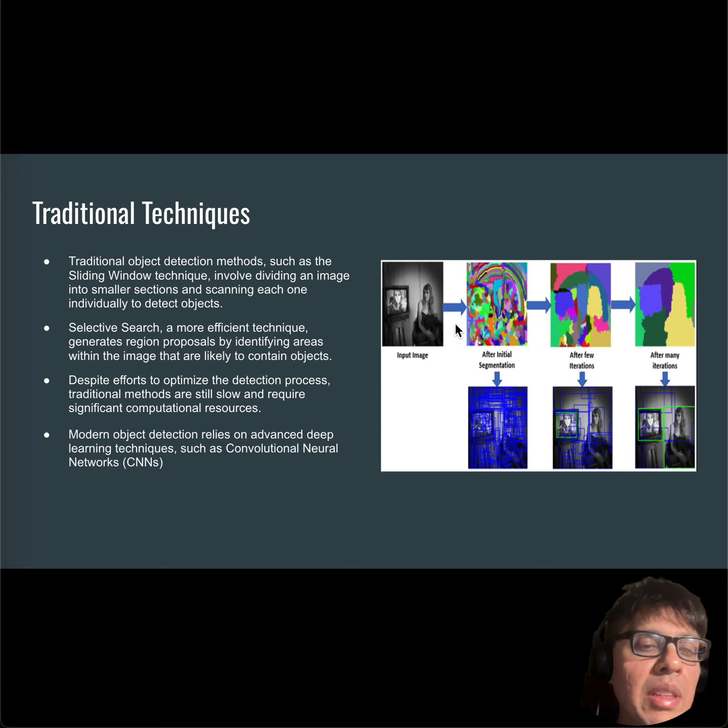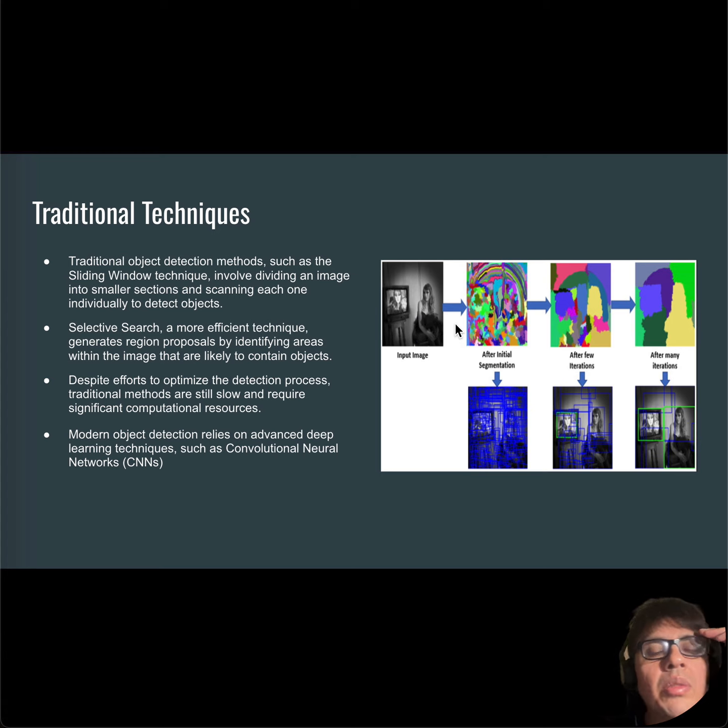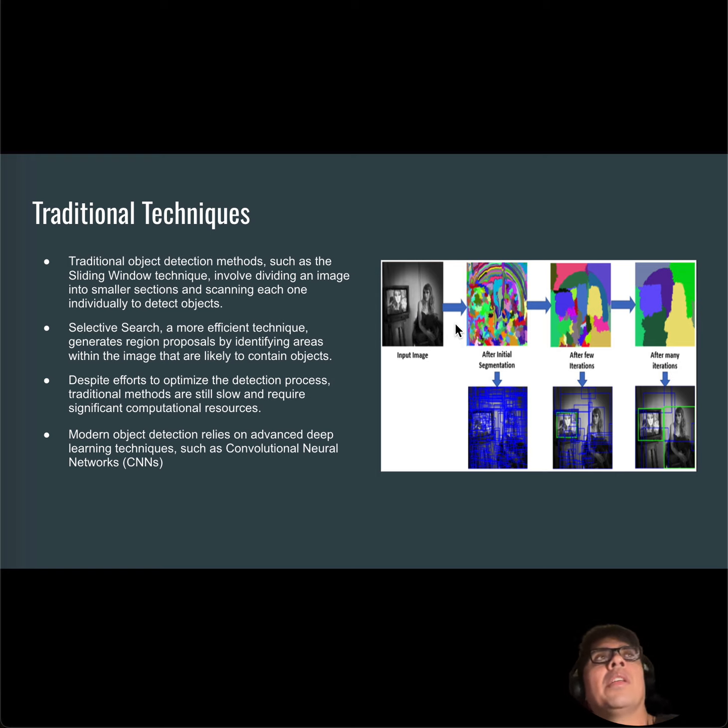Modern object detection relies on advanced learning techniques such as CNNs. So again, you could use old school techniques. Even CNNs these days, the older basic networks have been improved upon significantly since 2012, 2014, 2015 and so on, when the original models came out, which we'll talk about.